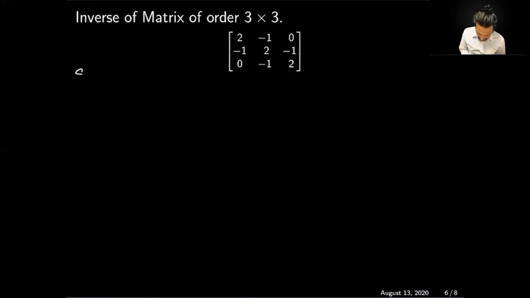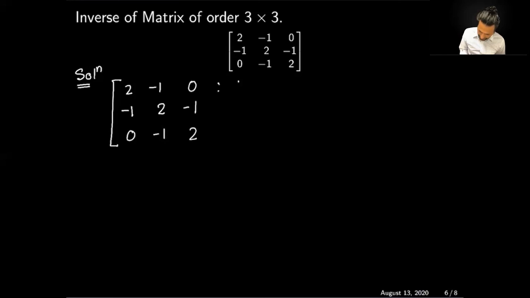For the solution, we will begin by writing down the augmented form: 2, -1, 0, -1, 2, -1, 0, -1, 2. And I will write the identity matrix: 1, 0, 0 here, 0, 1, 0 here, 0, 0, 1. This is the first step of our Gauss-Jordan elimination, to write down the augmented form.